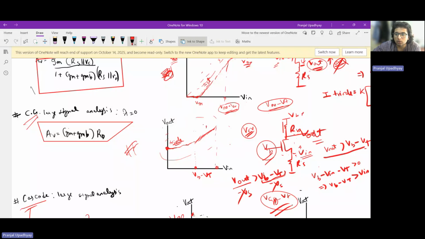And when does it become off? When my Vin is equal to what?